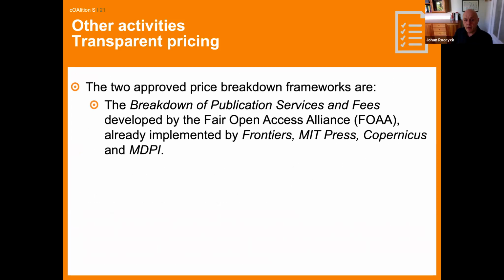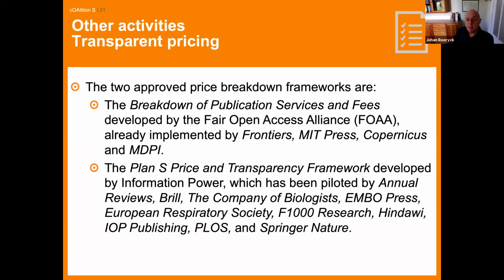There's one by the Fair Open Access Alliance, of which I am the president, as you know. This has already been implemented by Frontiers, MIT Press, Copernicus, and NVPI. And the second one is the Plan S price and transparency framework that was developed by Information Power. And this has been piloted, not implemented, but piloted by a number of publishers that you do see there, from Annual Reviews all the way to Springer Nature.